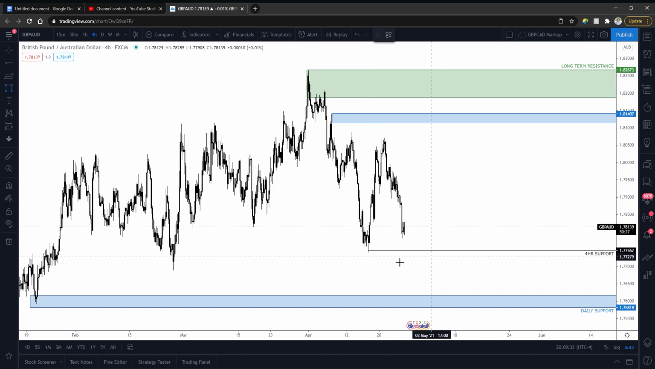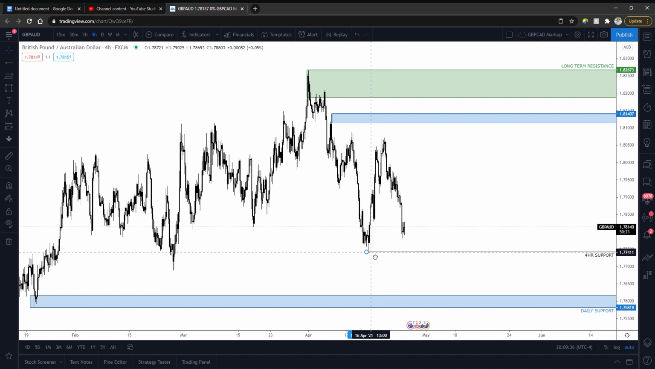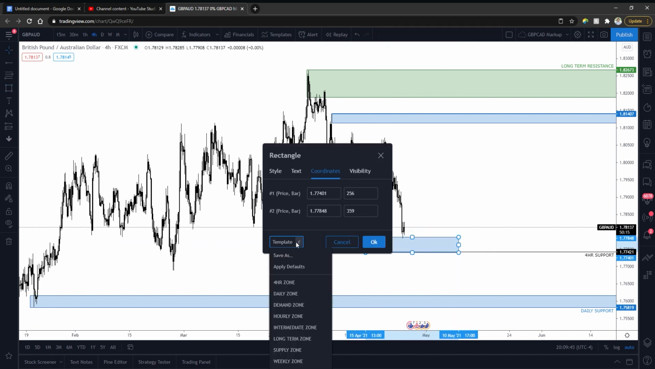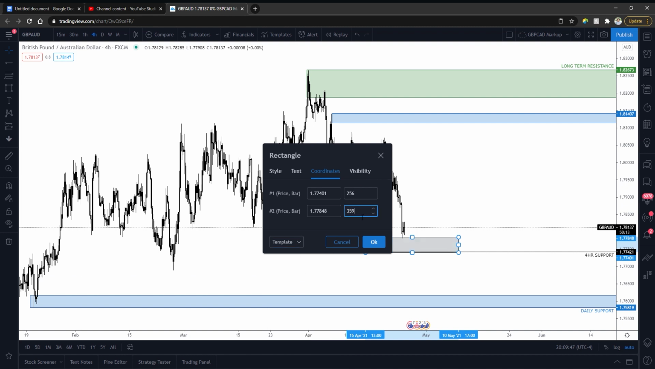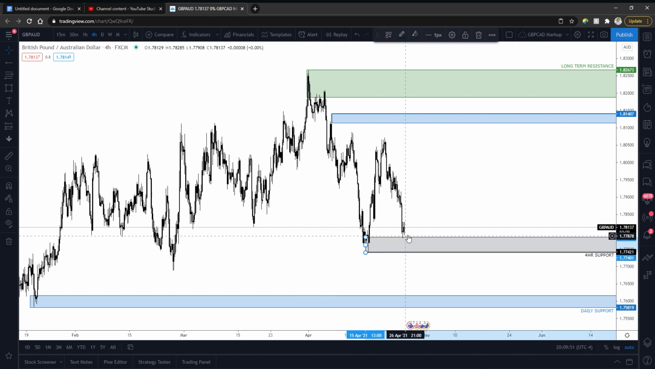Uh-oh. Cool. And zone, and make it black. 4-hour zone. And let me just line this up a little bit better so it doesn't look super raggedy. This is a level.